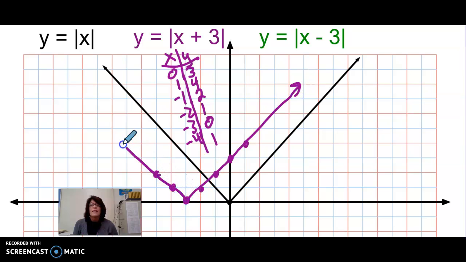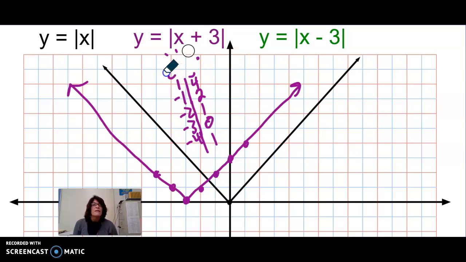Adding 3 inside the absolute value shifted it to the left 3. With that plus there, I kind of thought it was going to shift it to the right, but it actually shifted it to the left, the opposite of what you might intuitively think. But one thing that helps me is I think about what's going to give me 0 inside. A -3 plus 3 is going to give me 0. So that shifts me from my 0 to the -3.